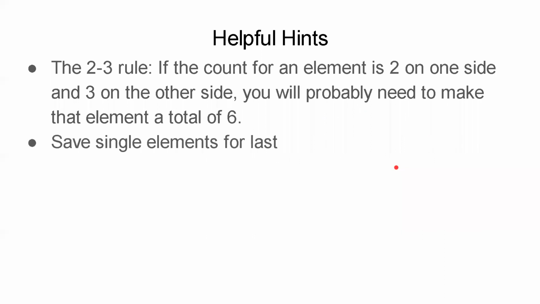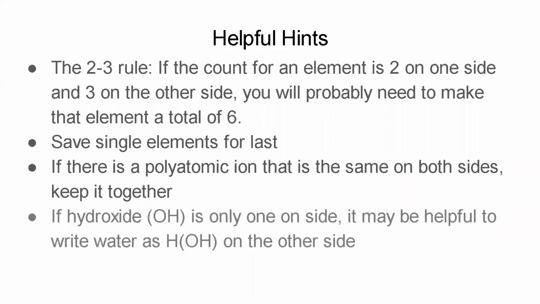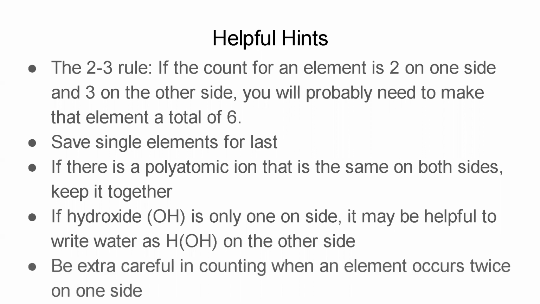Save single elements for last because those are the easiest to change. If there's a polyatomic ion that is the same on both sides, just keep it together. Don't break it apart. And if hydroxide is only on one side, it may be helpful to write water as HOH instead of H2O because it's basically the same thing: 2 hydrogens and 1 oxygen. And be careful when counting an element, especially if it appears twice on one side.